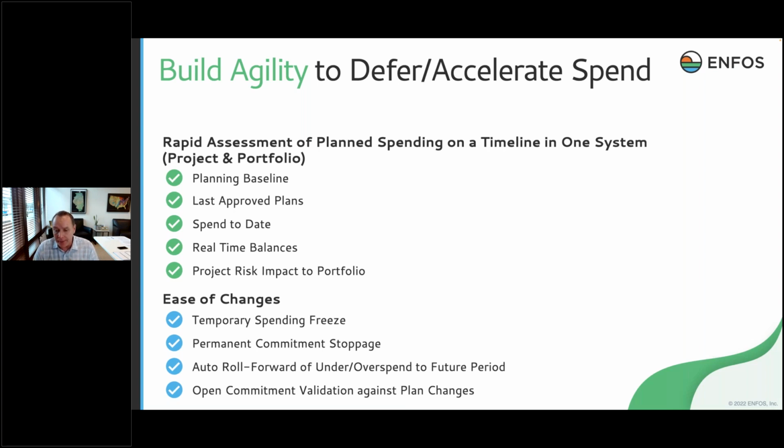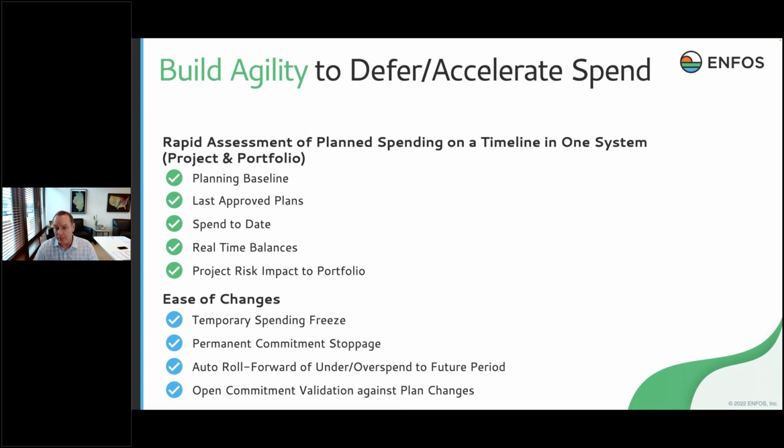How do we go about doing that when our information and our work commitments is spread out all over the place, right? So having the ability to do a rapid assessment of your planned spending on a timeline in one system is critical to that from both a project and a portfolio basis. Ease of changes. This was on one of my earlier slides, but if you're looking to defer or accelerate spend, you need some tools to help you with that. So things like temporary spending freezes. Sounds easy, but how do I execute that, right? So those are features that ENFOS has built in to help solve this problem.